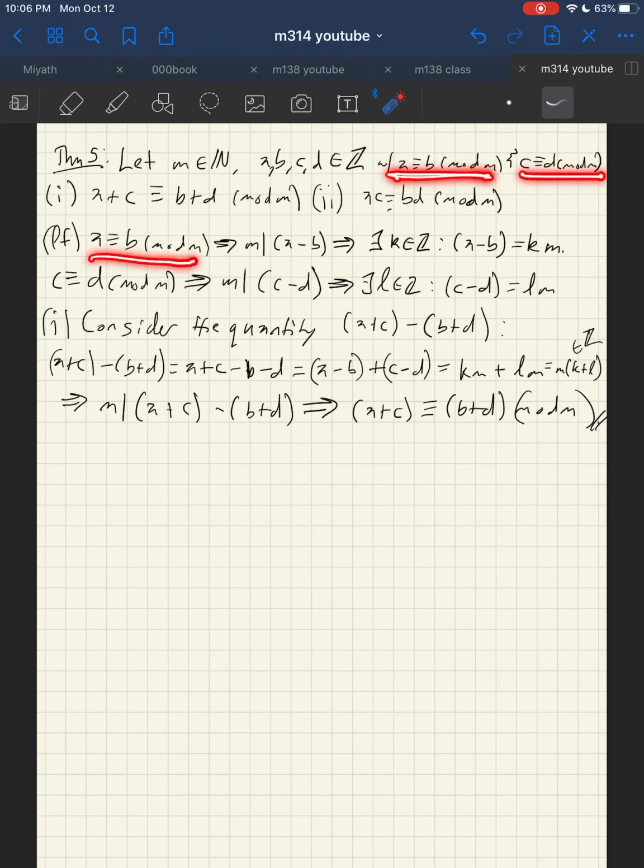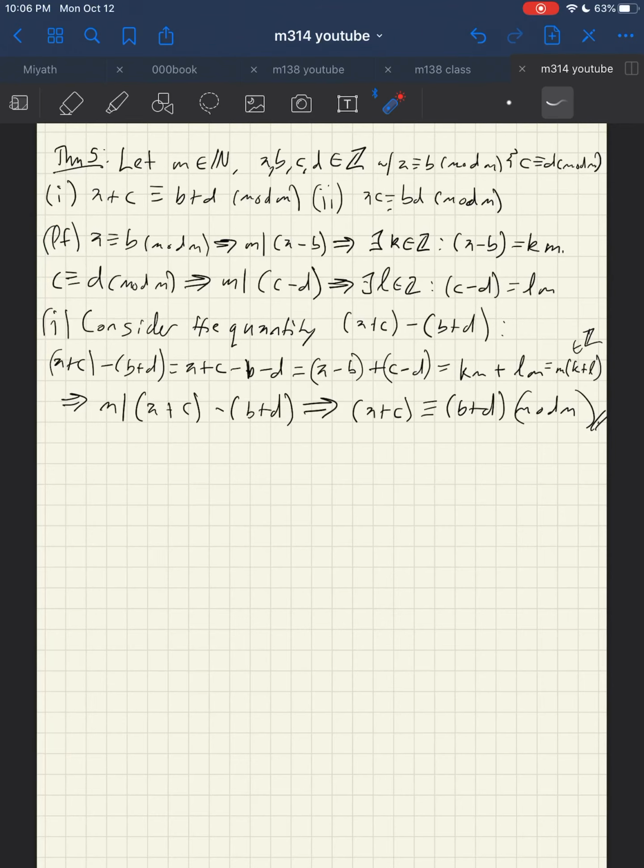So I unfold this by writing A congruent to B mod m is m divides A minus B, which means there exists an integer k such that A minus B equals km. To unfold this, I say C congruent to D mod m implies m divides C minus D, which is the same as saying there exists an integer L such that C minus D is Lm. Now this is just setup for both of these parts.